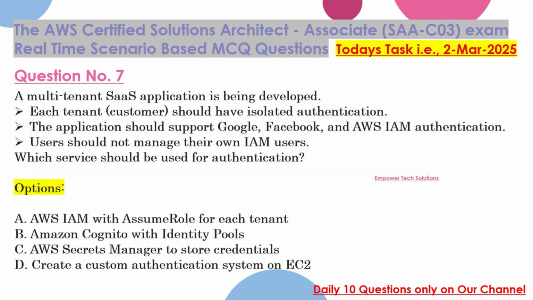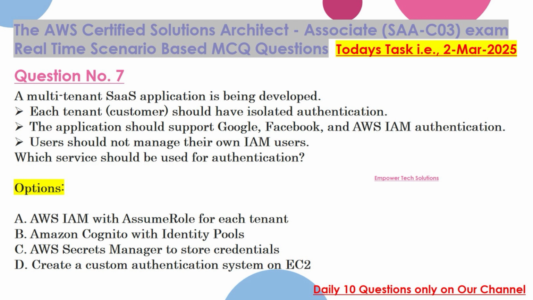Question 7. A multi-tenant SaaS application is being developed. Each tenant, customer, should have isolated authentication. The application should support Google, Facebook, and AWS IAM authentication. Users should not manage their own IAM users. Which service should be used for authentication?